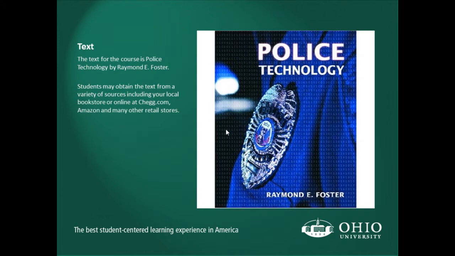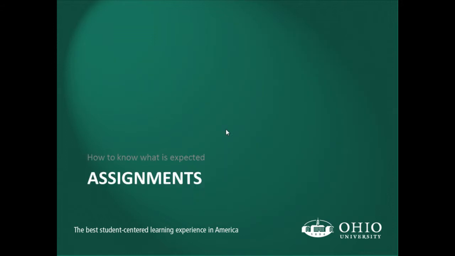Again, the book is a textbook, Police Technology by Raymond E. Foster. I mentioned in the introduction video the best sources to get that. Chegg.com, to me, is quick and tends to be cheap. I think $41.29 or $41.49 is the cost to rent the book for the duration of the course.